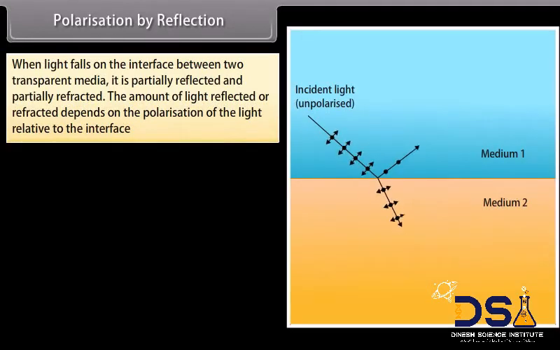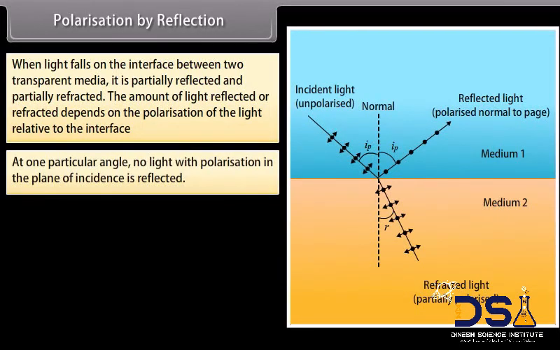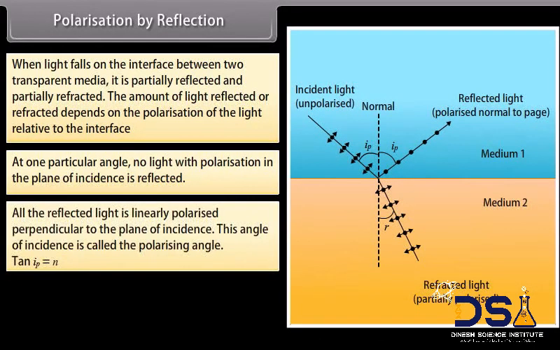Polarization by reflection. When light falls on the interface between two transparent media, it is partially reflected and partially refracted. The amount of light reflected or refracted depends on the polarization of the light relative to the interface. Consider an unpolarized light striking the interface between medium 1 and medium 2. At one particular angle, no light with polarization in the plane of incidence is reflected. All the reflected light is linearly polarized perpendicular to the plane of incidence. This angle of incidence is called the polarizing angle.